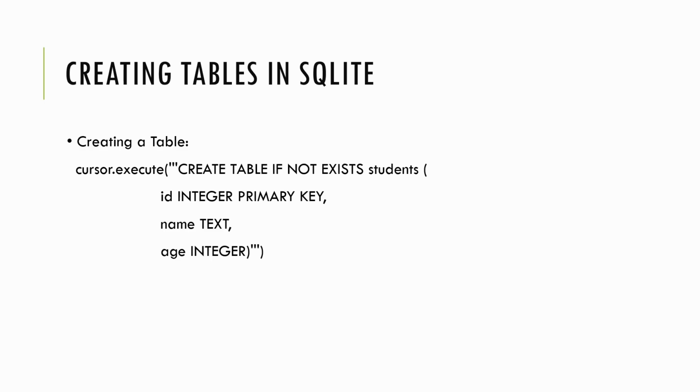Now let's create a table in SQLite. We can use the CREATE TABLE SQL statement. Here's an example of creating a students table with 3 columns: ID, name, and age. The ID column is the primary key, meaning it's unique for each record. If the table does not exist, we can add IF NOT EXISTS to avoid errors.